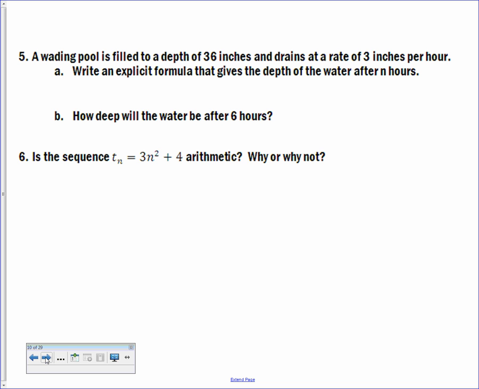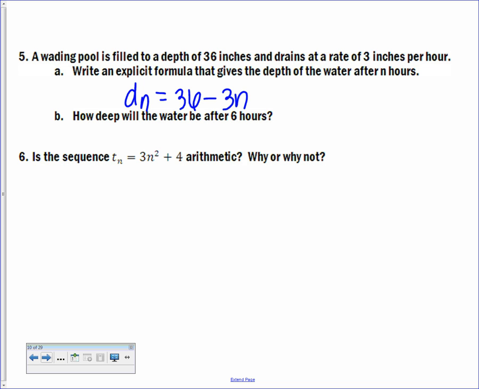Number 5 is a story problem. A wading pool is filled to a depth of 36 inches and drains at a rate of 3 inches per hour. Write the explicit formula. Okay. So d sub n equals, well, I start with 36 and I'm draining 3 inches per hour, so minus 3n. Okay, that seems straightforward enough.